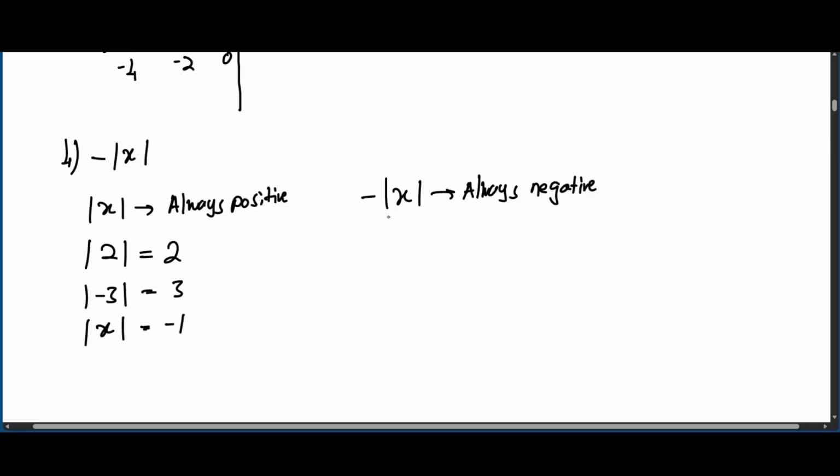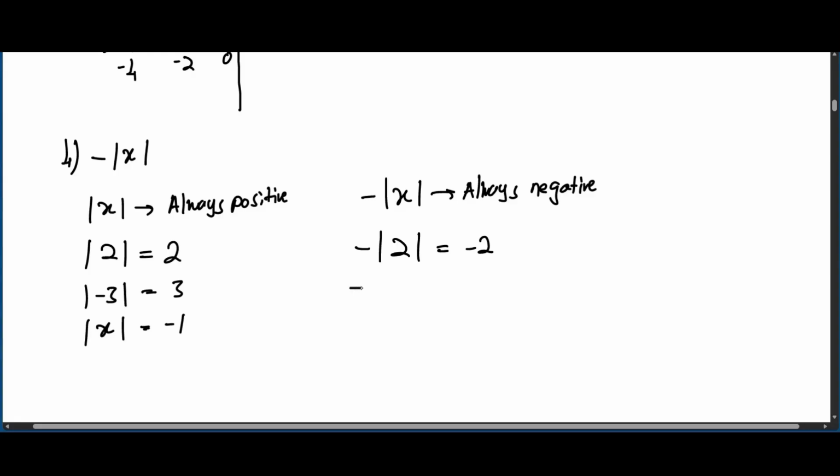So let's think of it like this. Absolute value is always positive, and something that is always positive, I put a negative symbol in front of it. Doesn't that make it always negative? Yeah? So let's think of it like this. Negative absolute value of 2. So absolute value of 2, I'll get 2. And negative of that would be just -2.